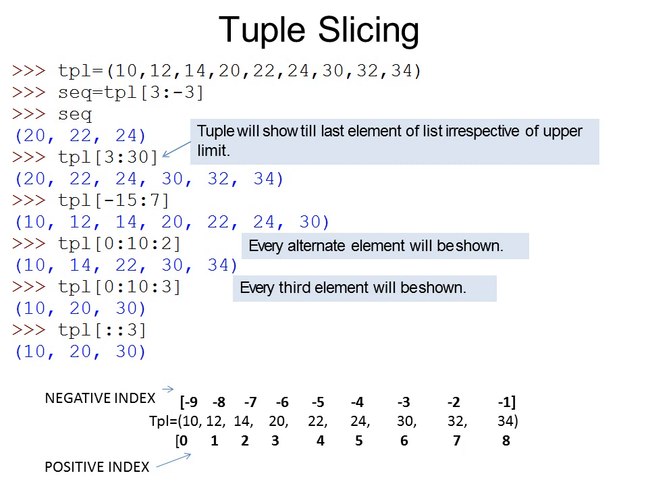That means I'll be starting from 10 और मैं 2 elements को skip करूँगी. I'll be skipping 12 and 14. Then I'll be reaching 20. Then I'll be skipping 22 and 24. I'll be reaching 30. I'll be skipping 32 and 34. उसके बाद तो मेरी value यहीं पर खत्म हो जाएगी.